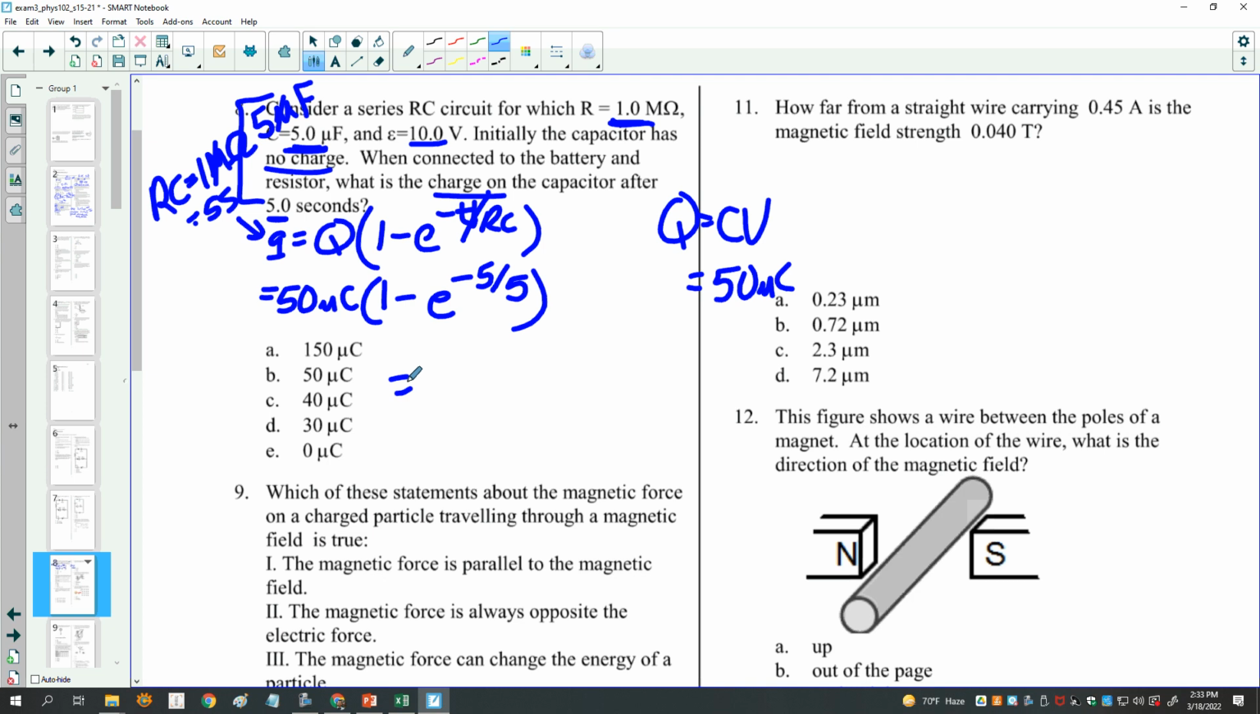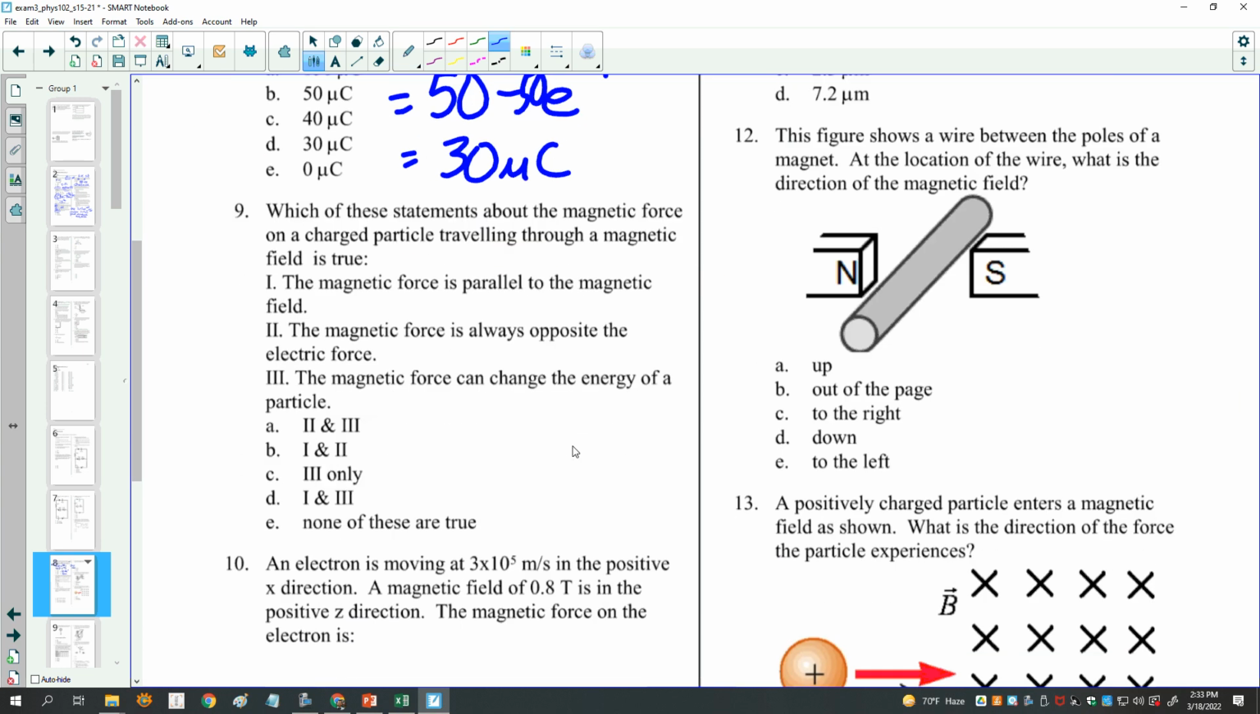So then this is my equation here. I think the answer is 30 if I'm not mistaken. But if you put it in your calculator, you get 50 times e to the minus 1, or 50 times 1 minus e to the minus 1. Let's just double check. I'm pretty sure it's 30. Your exponential is usually second natural log. Yeah, I get 31 or 30 microcoulombs. Make sure you can do that in your calculator. You're going to have to do it on Monday.